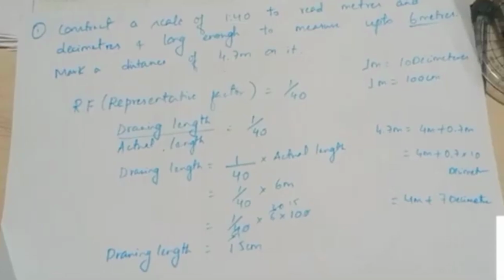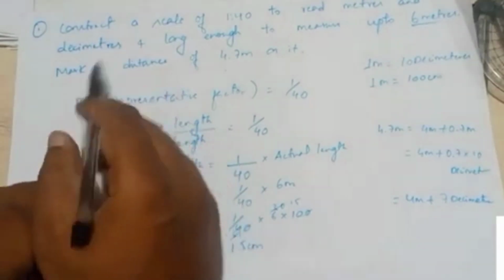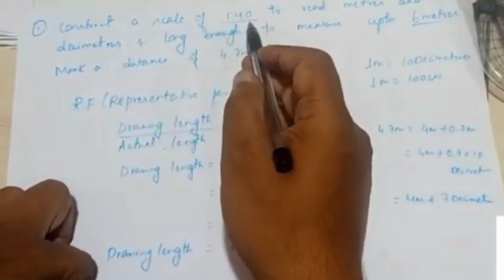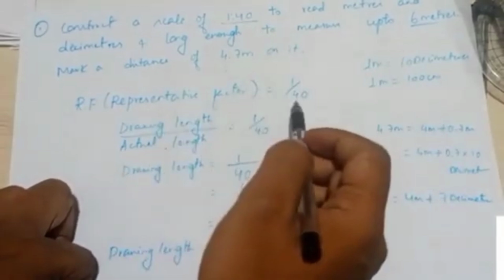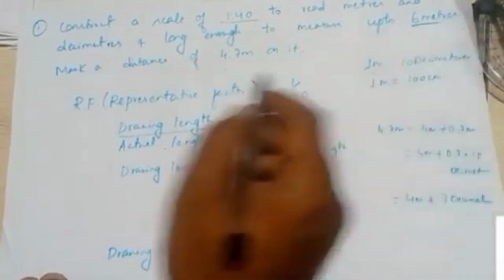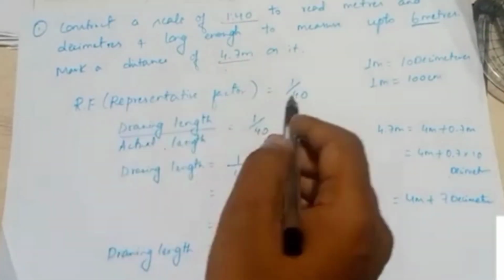Welcome to Engineering Visualization channel. Today we are going to construct a scale of 1:40. So 1:40 means it is nothing but a representative factor RF 1/40, to read meters and decimeters and long enough to measure up to 6 meters. Show a distance of 4.7 meter on it.